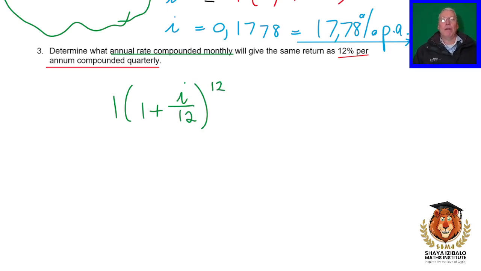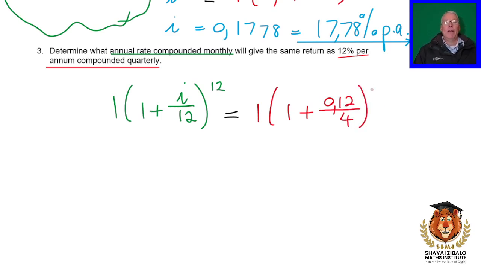Okay, with the red pen, we've got 1 Rand. Now we've got 12%, so it's going to be 0.12 over 4, because it's been compounded quarterly. That's actually 3%, all right? And calculated 4 times in a year.